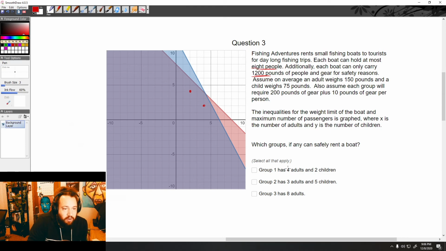4 and 2, that one's in there. How about 3 and 5? 3 and 5, ooh, it's on the line. Ooh, that one's out. Group 3 has 8 adults. Huh. I think we're actually going to have to model this one out.